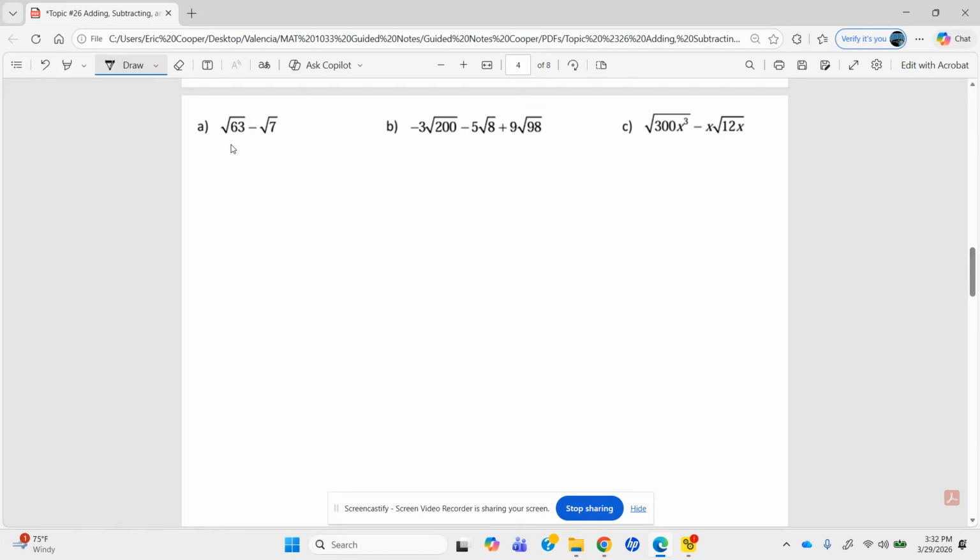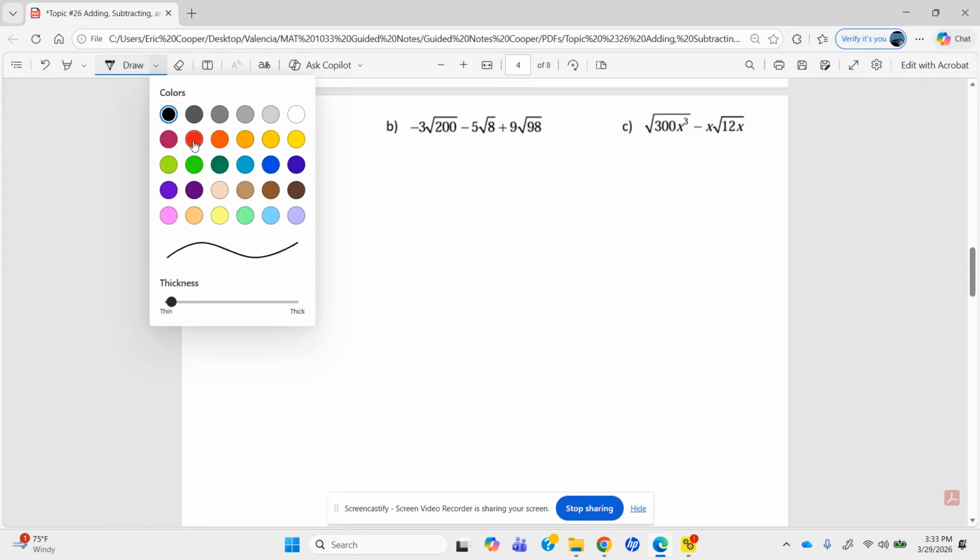Let's do a couple more. 63 is 9 times 7. And 9 is a perfect square that becomes 3. 7 is prime, and both of these 3's are prime. So this would become 3 square root of 7. Since this is already square root of 7, we don't need to change this. We'll say it's minus square root of 7.